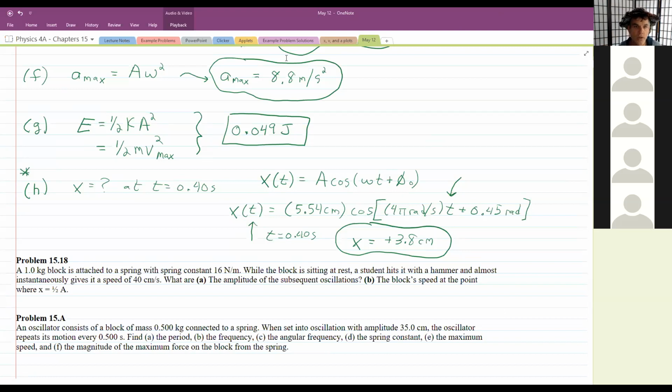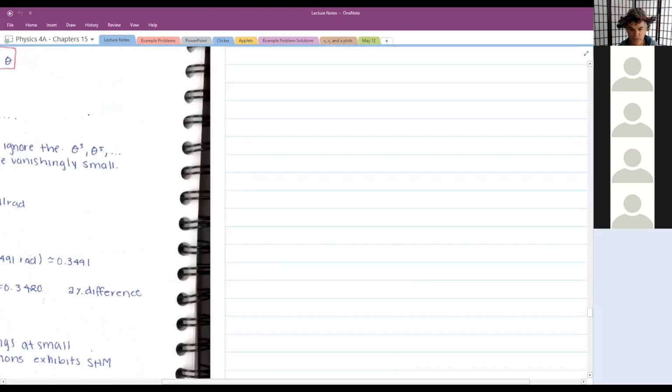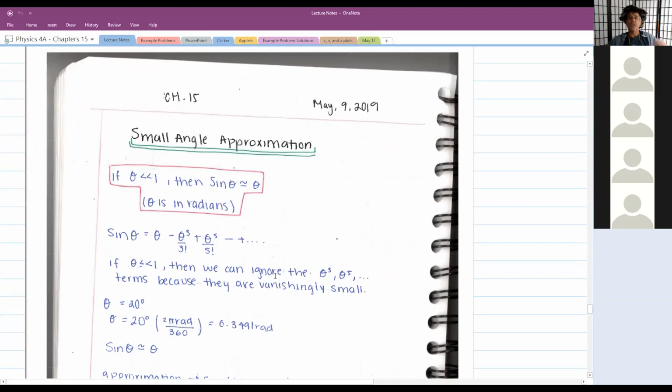All right, so small angle approximation. And I really like this because what you think of as a small angle is not. So one, this is the Taylor expansion of sine, which if you haven't had it yet, don't worry about it. If you take sine of x and expand it, you get x minus x cubed over 3 factorial plus x to the 5th over 5 factorial minus x to the 7th over 7 factorial, and so on. This is an infinite sum.